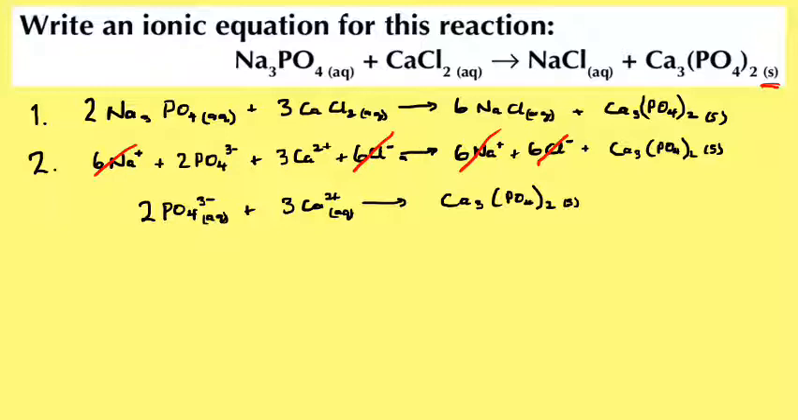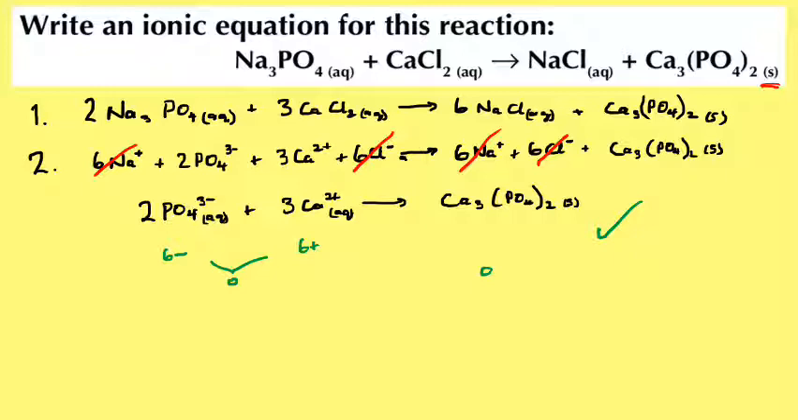Last little check to do is to just check that the charges balance. Let's do the charges in green, shall we? So the charges here are 6 minus, because we've got 2 3 minus ions. And the charges here are 6 plus, because we've got 3 2 plus ions. So they're going to combine to make 0. And we've got a neutral compound here. So that is 0. So the charge is balanced, and so we can assume that that is a correct ionic equation.